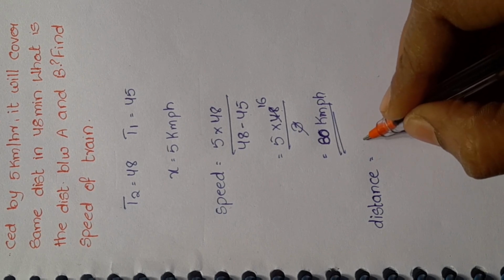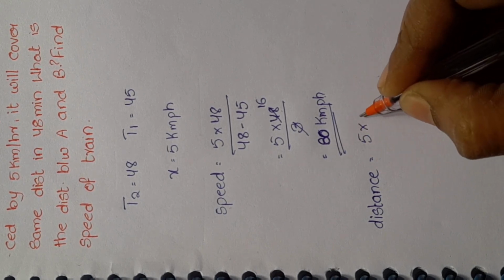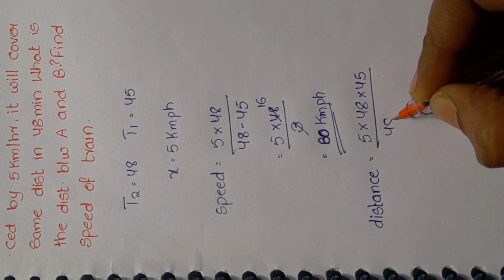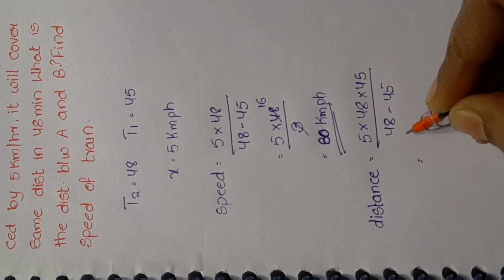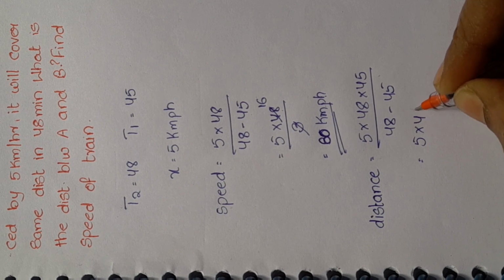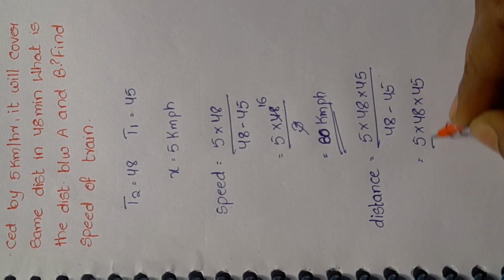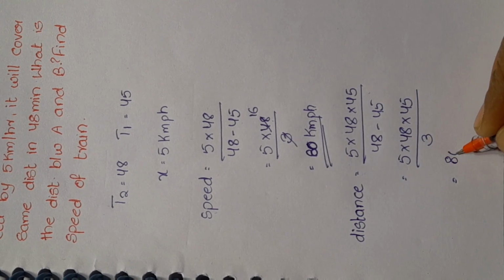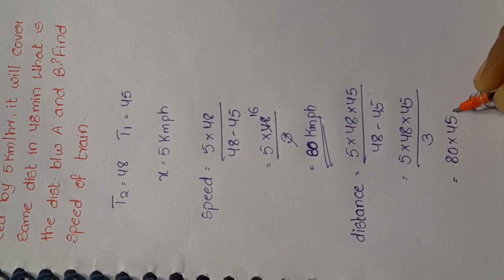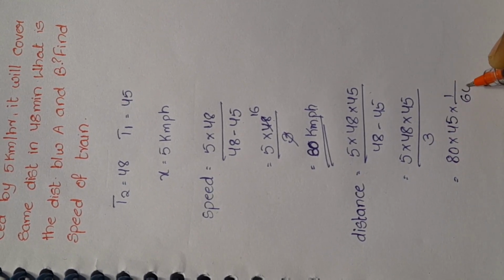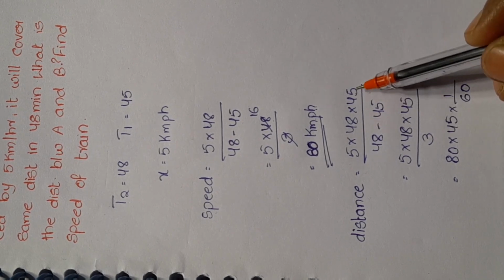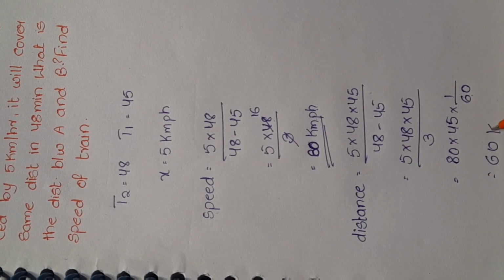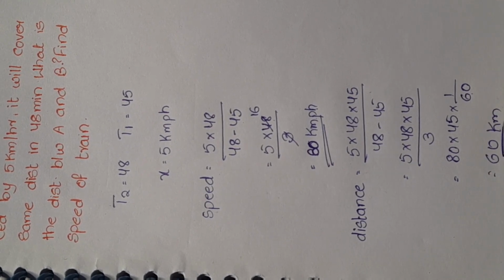Now to find the distance, the formula is 5 into T2 value is 48 into 45 by 48 minus 45, that is 5 into 48 into 45 by 3. This can be written as 80 into 45 into 1 by 60, because 48 and 45 are in minutes. Converting this into hours, we get 60 kilometers is the distance.